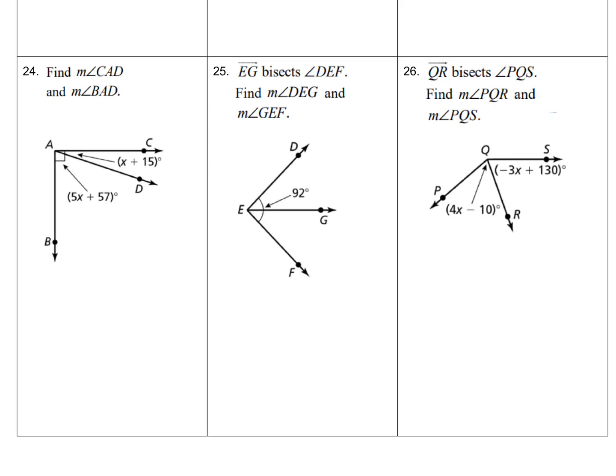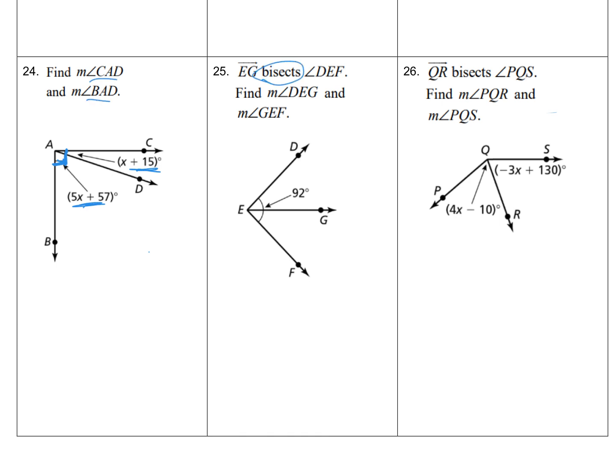All right, on 24, this little box here is telling you it's 90. So this angle plus this angle equals 90. So set up your equation, and then once you know what your equation is, plug it back in, and that's going to tell you your 2 angles.